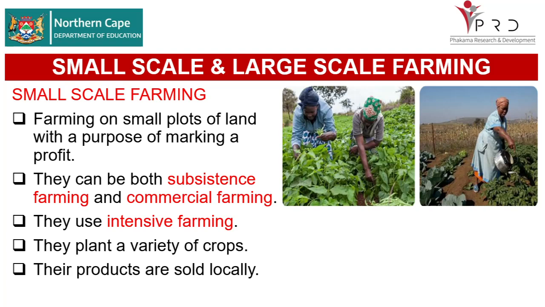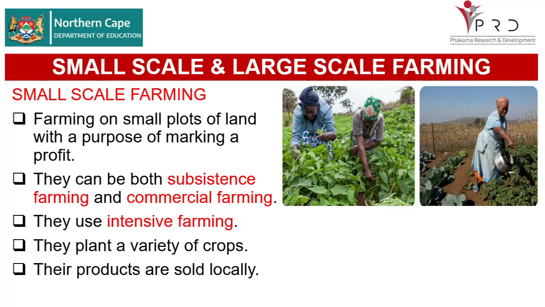But now, where is the difference between the two? Your small scale farmers are farming for profit. Then your subsistence farmers are farming for their own families, and after the surplus, they can sell it. And also, they are both using a small plot of land, and they are both planting a variety of crops.